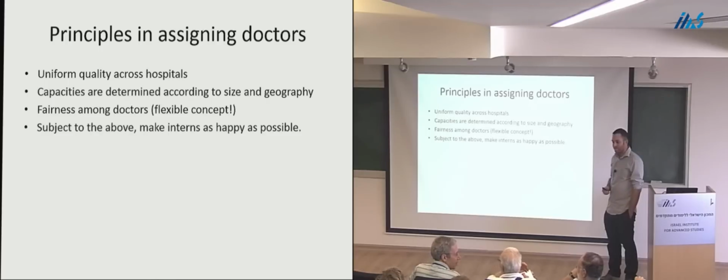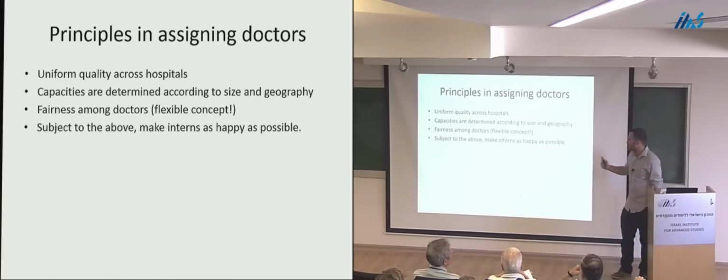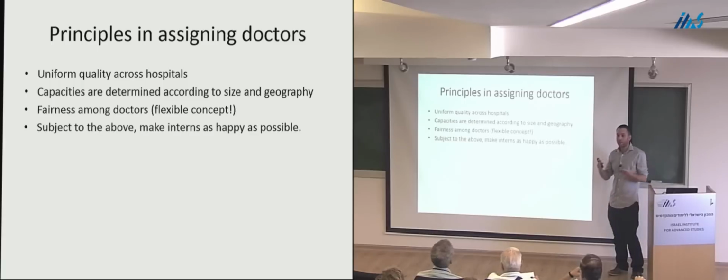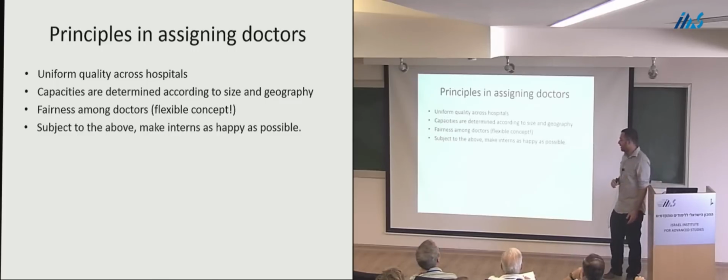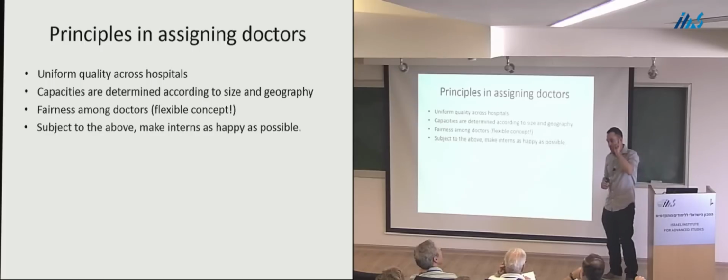How do you disentangle? Okay, I'm moving on. So we also want to have fairness among doctors, and this is a slightly flexible concept. First of all, because we cannot just give all doctors their first choice. Somebody is going to go to, I don't know, Nahariya, which is nobody's first choice. It's a small city up north. It's really nobody's first choice. I looked at the data.